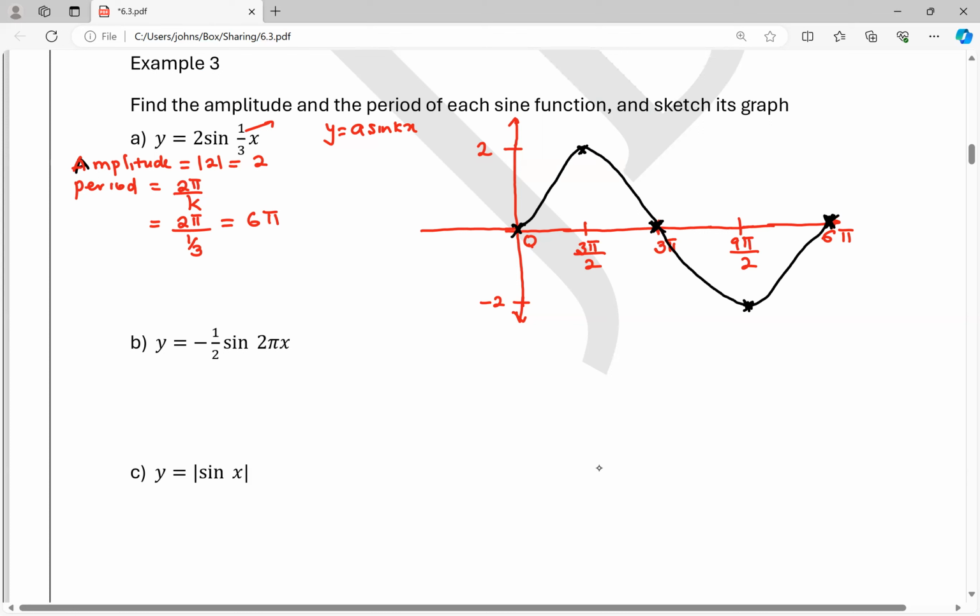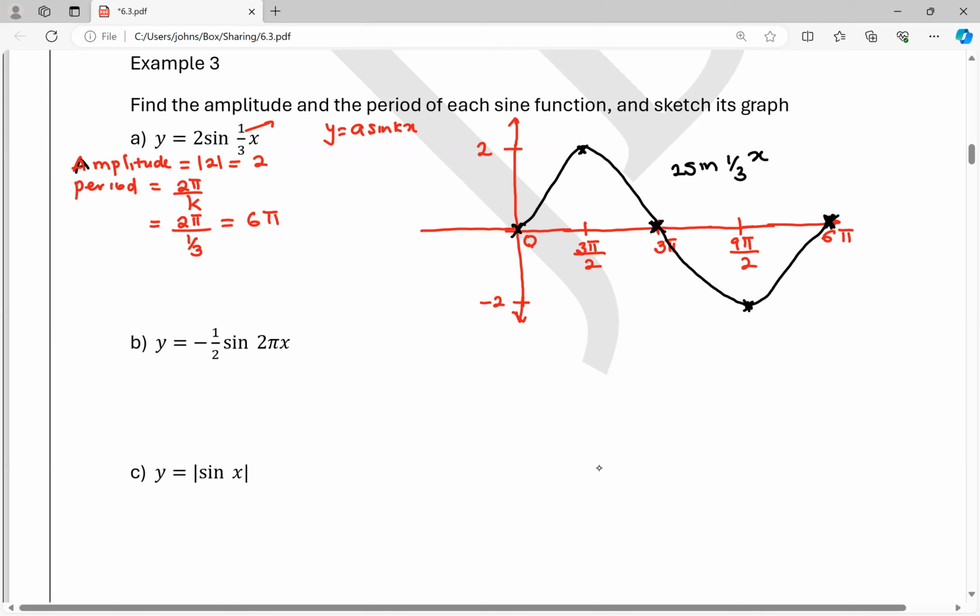All right, and we're done. So this is the graph of, not just sine, but 2 sine of 1 over 3 x. This is one period of it. It's good enough. All right. Now, let's go to the next question.